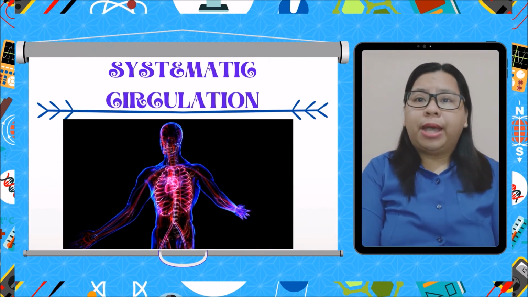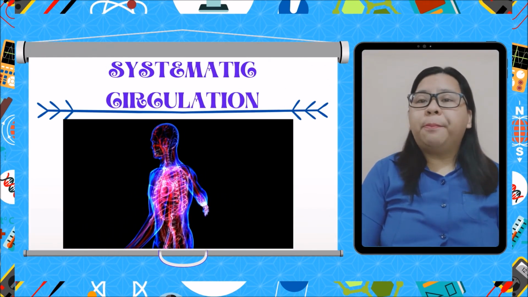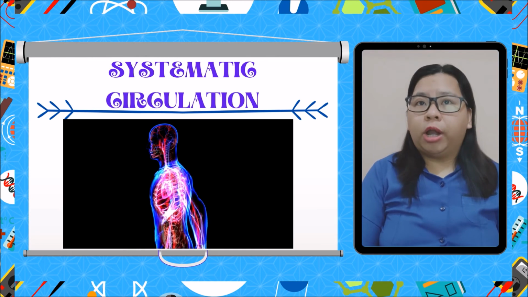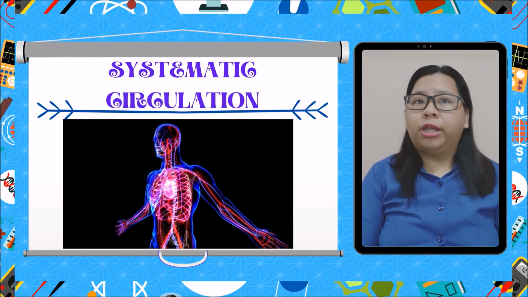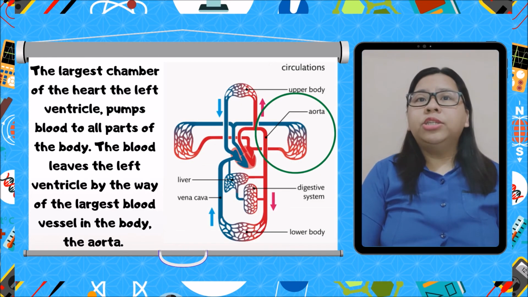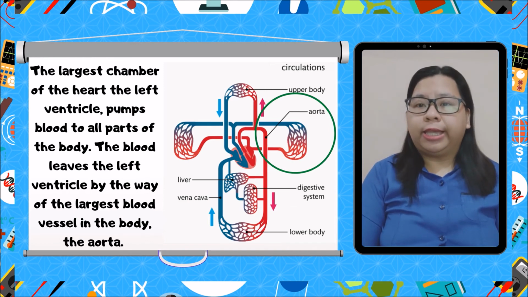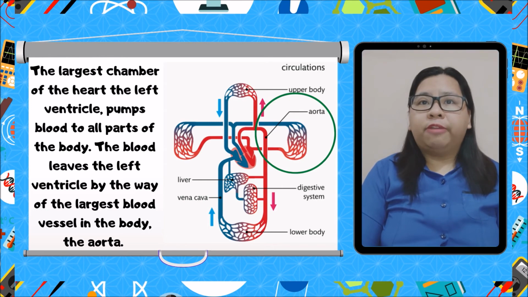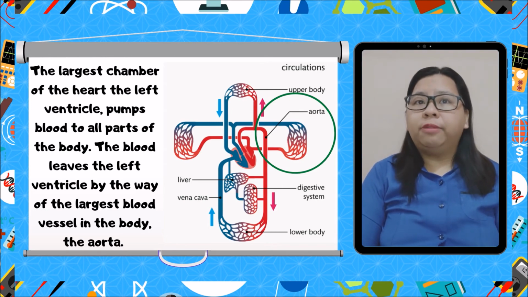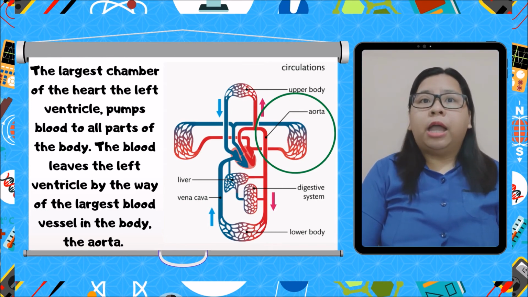Next is the systemic circulation. This is the pathway of the blood from the heart to the capillaries of the body organs and back to the heart. The largest chamber of the heart, the left ventricle, pumps blood to all parts of the body. The blood leaves the left ventricle by way of the largest blood vessel in the body, the aorta.